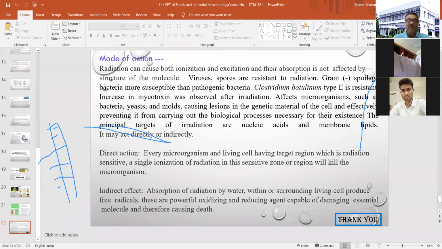So if you know, or have an idea, about the presence of this particular type of microbe in your food item, you should not go for this preservation technique.